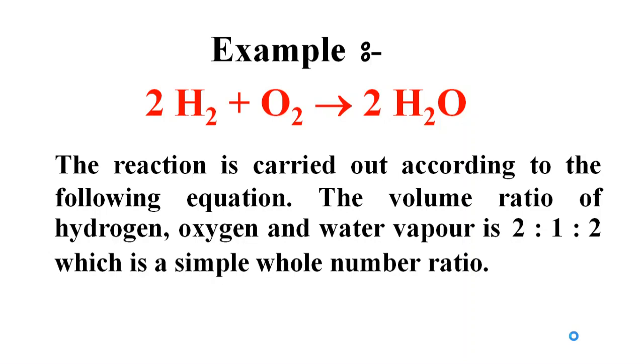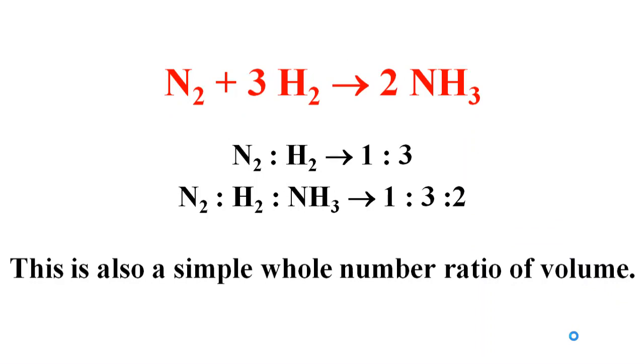Similarly, we can take another example of ammonia formation. N2 plus 3H2 equal to 2NH3. The volume ratio of reactant is 1:3. That is, N2:H2 equal to 1:3. If we take products with the reactant, then we will get N2 to H2 to NH3 equal to 1 to 3 to 2. This is also a simple whole number ratio of volume.